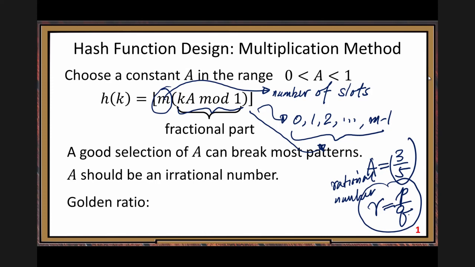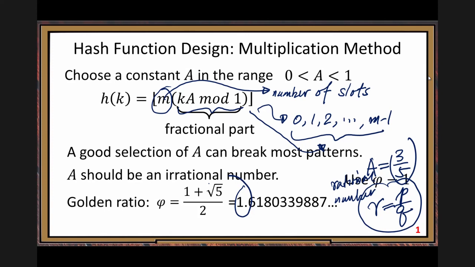For example, the golden ratio is irrational. With this golden ratio, that's a good candidate for our capital A, but we need to drop the 1. We only take the fractional part. So when we use the golden ratio, okay?